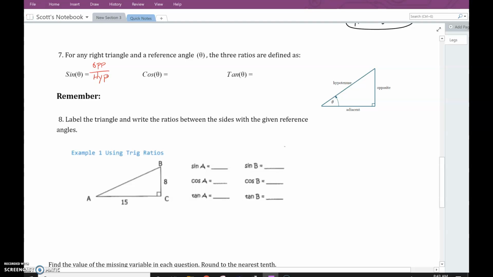The cosine is the adjacent over the hypotenuse. And tangent is opposite over adjacent.